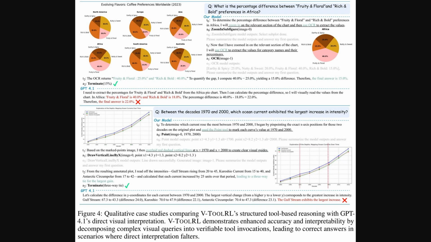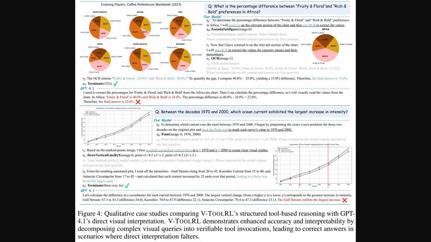Okay, so after looking at how V-TOOLRL learns efficiently, Figure 4 gives us some qualitative examples, basically side-by-side comparisons showing how it reasons differently from a model like GPT 4.1. In the top example, a pie chart question, V-TOOLRL uses tools like zoom in subfigure to focus on the relevant part of the chart, and then OCR to extract the specific text data. Similarly, the bottom example, with a line graph, shows V-TOOLRL using point and draw vertical line by X tools to mark specific data points and draw visual guides on the image.